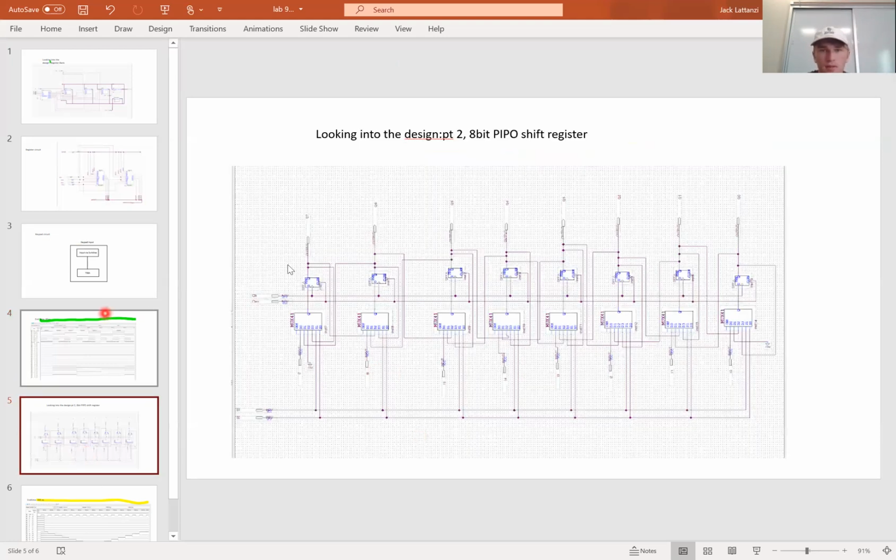So looking into the design for part 2. This is an 8-bit parallel in, parallel out shift register. This design is made up of D flip-flops and 4-to-1 multiplexers. You can see that the multiplexers are all down here across, and there's 8 flip-flops across as well.